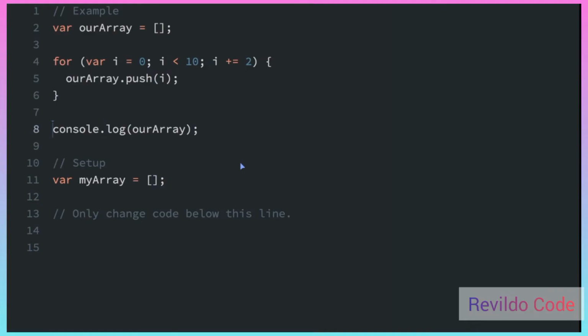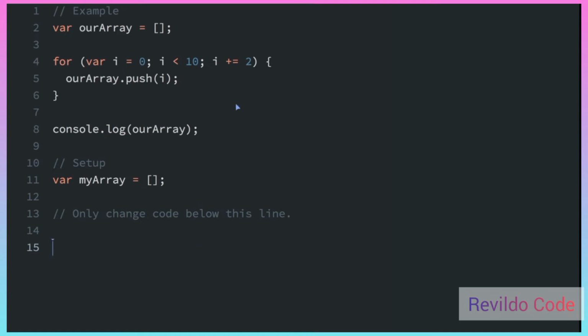Loops don't just have to increment one at a time. Look at this for loop here. We have our initialization where we initialize i to 0, and then we are going to run the loop until i is less than 10. And finally, our increment: instead of incrementing i by 1, we're incrementing i by 2. So now this is going to push all the even numbers onto the array. We have console.log, so let's log it out and see what it looks like. 0, 2, 4, 6, 8.